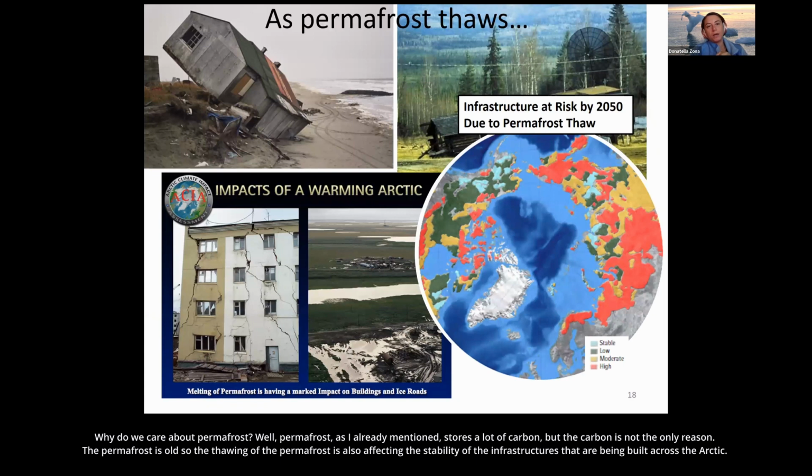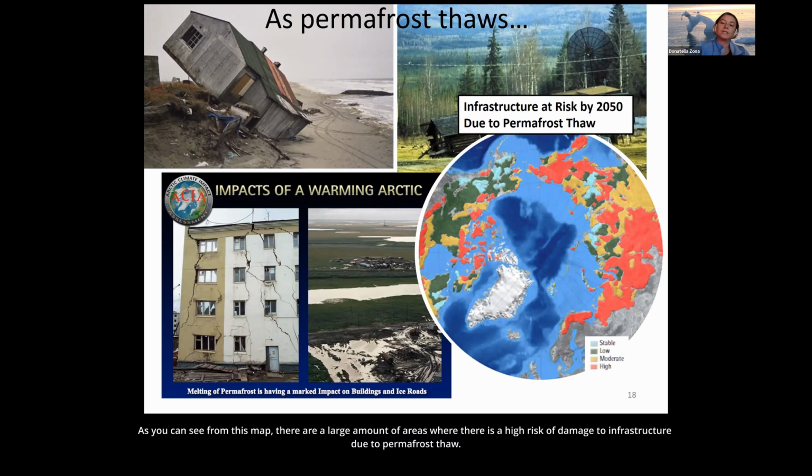Why do we care about permafrost? Well, permafrost, as I already mentioned, stores a lot of carbon, but the carbon is not the only reason. The thawing of the permafrost is also affecting the stability of the infrastructure that is being built across the Arctic. As you can see from this map, there is actually quite a large amount of areas where there is a high risk of damage to infrastructure due to permafrost thaw.